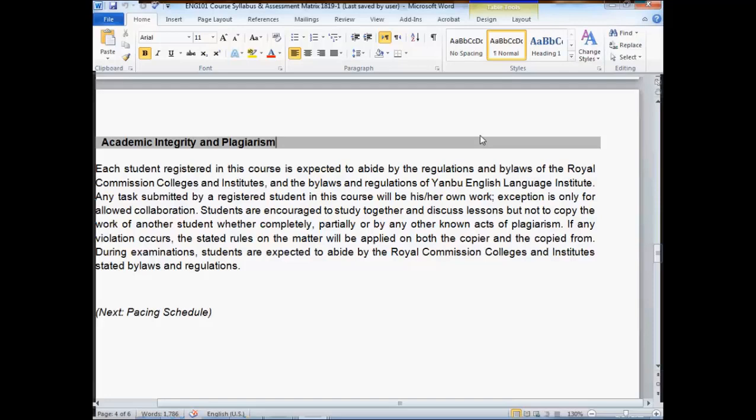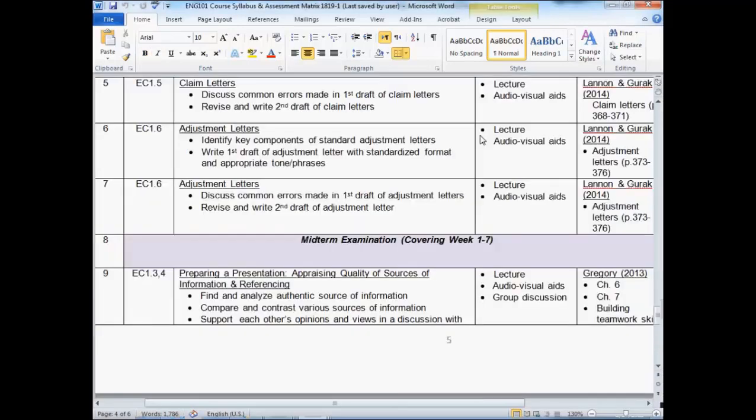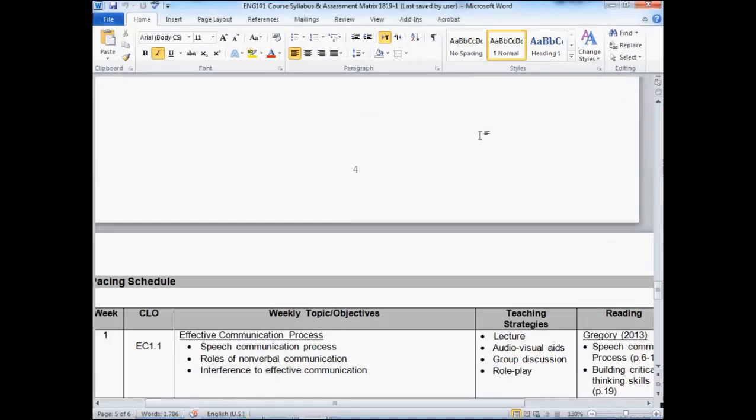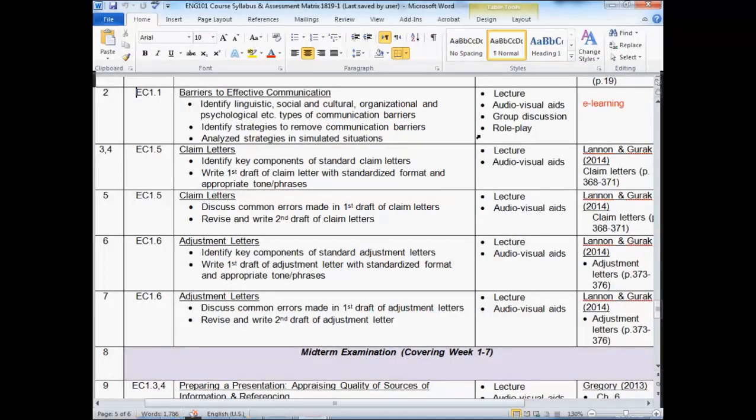And here is the pacing schedule. Week 1, nobody showed up, or only 2 or 3 students showed up. That's why we are covering weeks 1 and 2 a little bit fast. Here is the pacing schedule: weeks 2, 3, and 4, claims letter, and 5, claims letter, 6, and so on. You have the information here, it's online, you can print it. The midterm examination will cover weeks 1 through 7. So everything we take from here until week 7 is part of the midterm examination. This is easy, inshallah.